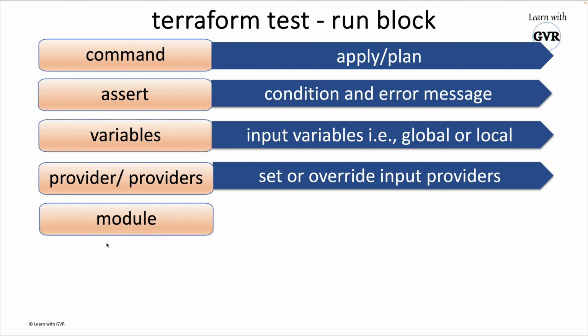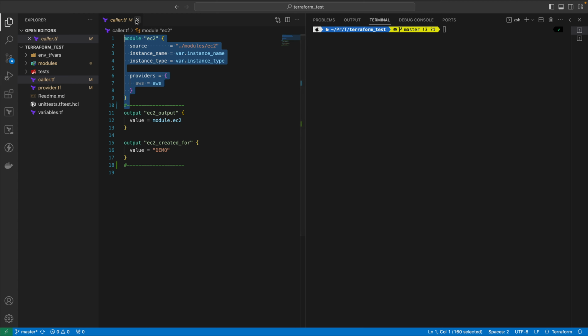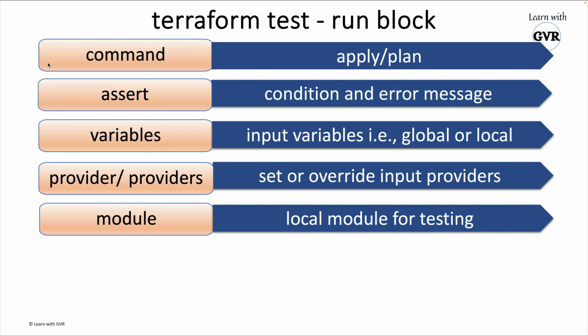And the other one is a module. Whenever you are doing integration testing, you can define a module. This module is separate from your actual module. Means this is my Terraform, right? I will explain about this. I have an EC2 module, but for my testing purpose, I can create my own module. This is a local module, no relationship with the actual module. So it won't touch anything on your actual infrastructure.